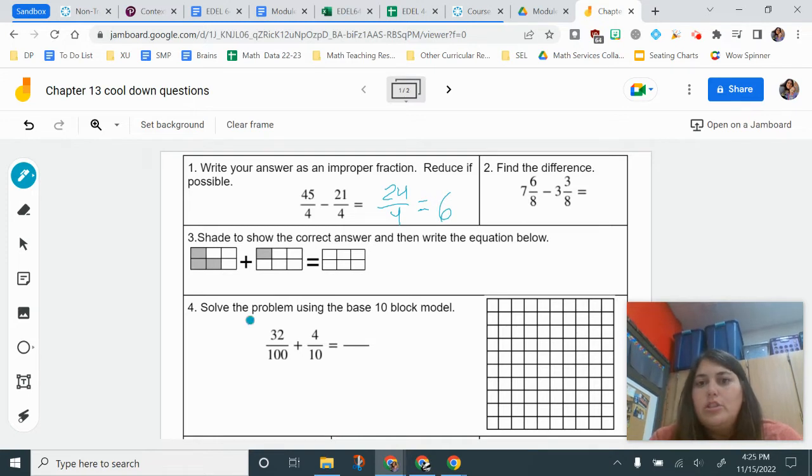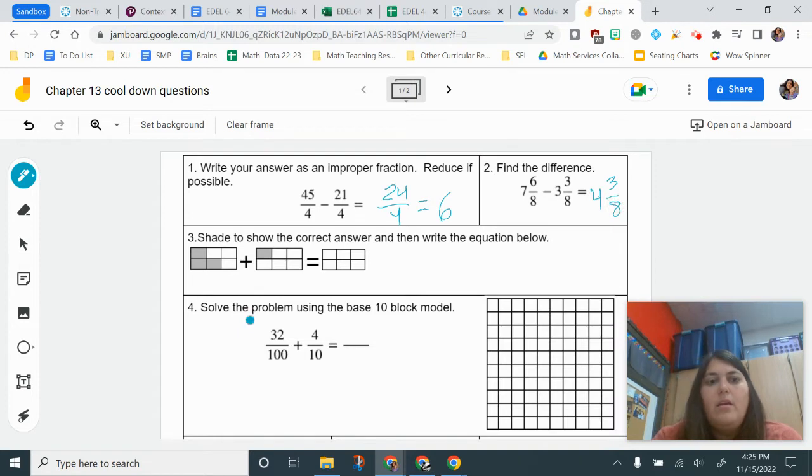Looking at number 2, find the difference. So I'm going to start by subtracting my whole numbers. 7 minus 3 is 4. And then I'll subtract my fractions. 6/8 minus 3/8 would be 3/8.